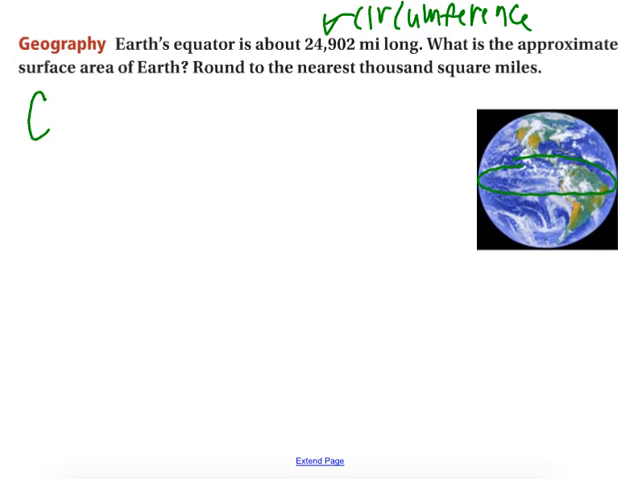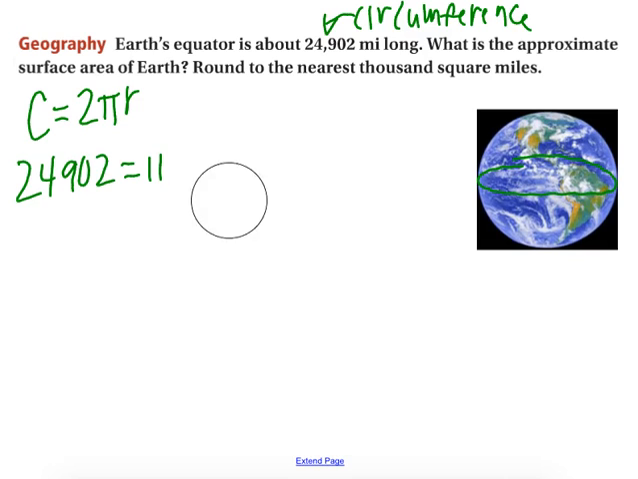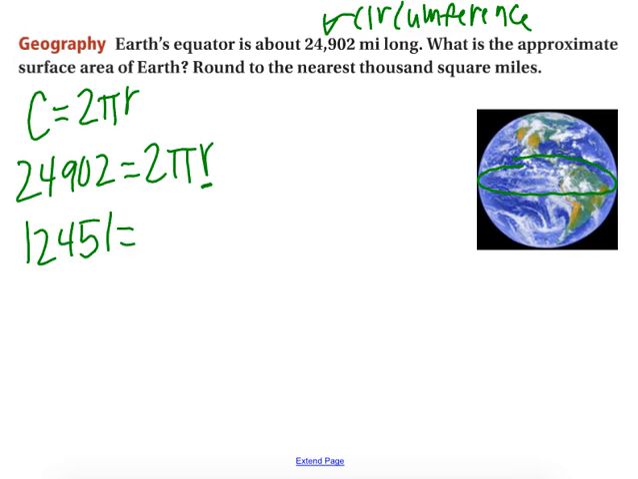So let's dig into our memory bank: circumference equals 2 pi r. Now let's plug in what we know. 24,902 equals 2 pi r. Now we just want to get r by itself, so we're solving for r. We're going to divide by 2, and get 12,451 equals pi r. Now divide by pi, and we get 3,963.27.